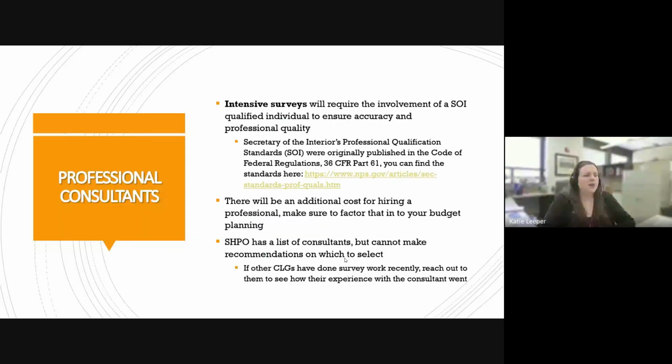There we go. Of course, if you want to bring in someone who is qualified in this way, there will be an additional cost. So if you are factoring the budget to, say, apply for a certified local government grant, just make sure to factor in those fees. SHPO has a list of consultants, and I think the Alliance for Historic Wyoming is also working on a list. SHPO cannot make recommendations on who you go with, however.